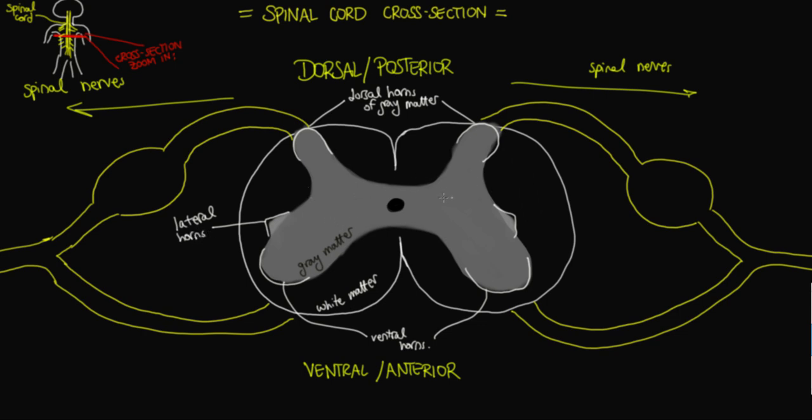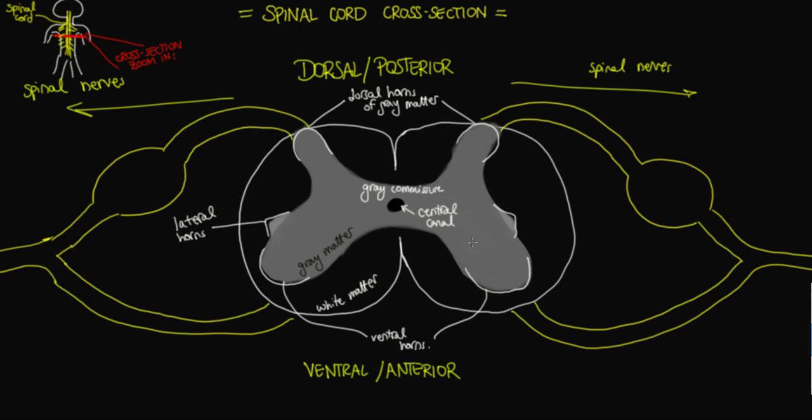Connecting the left and the right sides, we have this region right here that we refer to as the gray commissure, because we have, of course, communication between the left and the right side of the body, and so the gray commissure is the pathway that these neurons will take in order to communicate. And then finally, located right in the middle, we have our central canal. And this is a canal that runs throughout the spinal cord, and it contains cerebrospinal fluid.